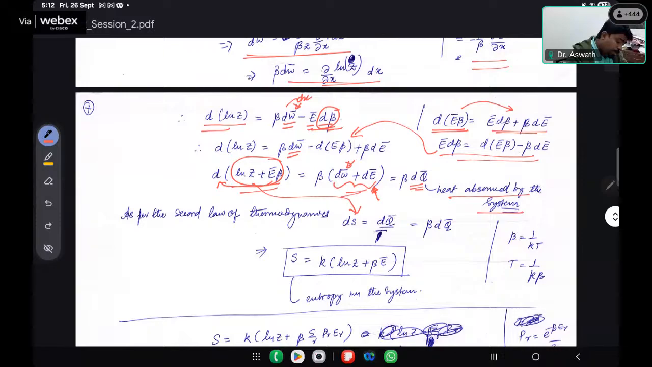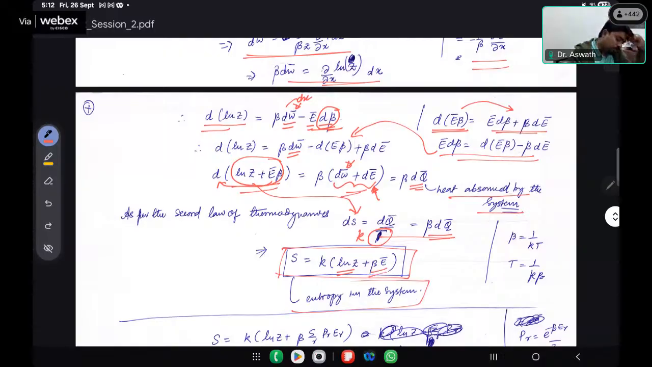So there is a beta missing. I think, yeah, beta is missing. In terms of beta, I had actually put it as denominator T. And k is missing. Maybe I should have a k. So if that k is integrated, I'll have this. So the entropy in the system is k into log Z plus beta into energy.